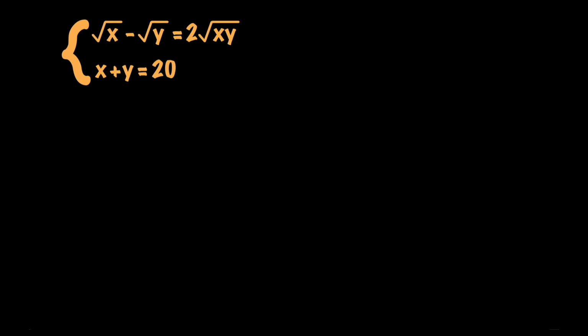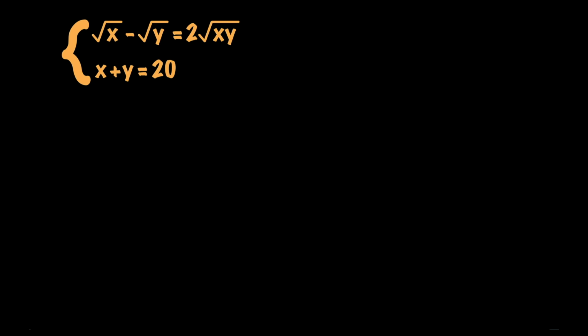Today we're going to be solving a really nice system of equations that involves radicals, and that makes it interesting actually. So we have the square root of x minus the square root of y equals 2 times the square root of x times y, and we have x plus y equals 20. And obviously we want to solve for x and y values. So let's go ahead and do that.